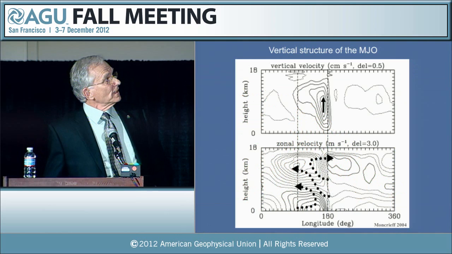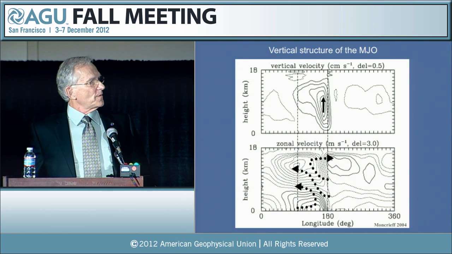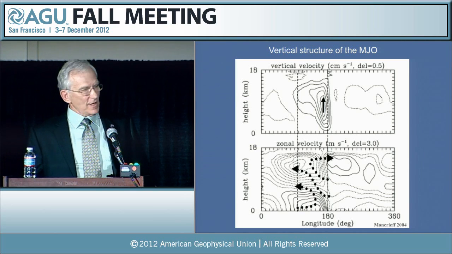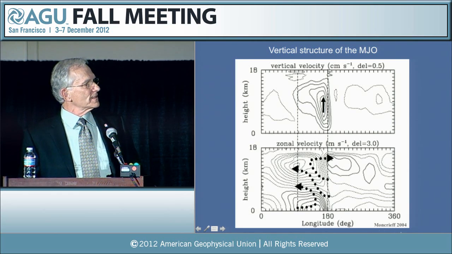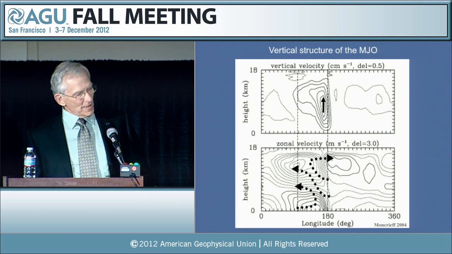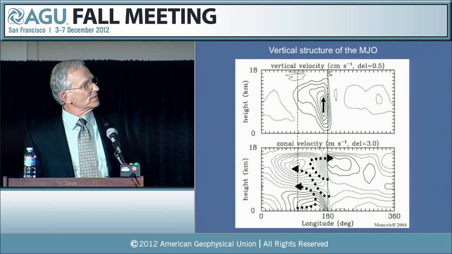So one more thing to look at. We also looked at much larger scales. Mitch Moncrieff has done that too. This shows that the MJO itself, on much longer time scales, has an overturning structure, which seems somewhat similar to what you see in an individual, much smaller cloud system.